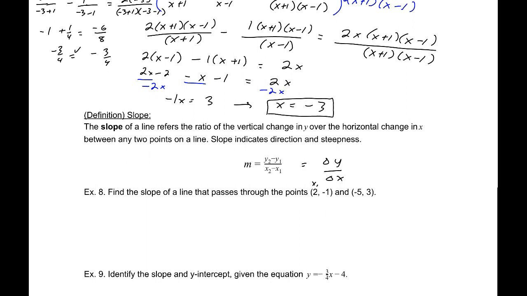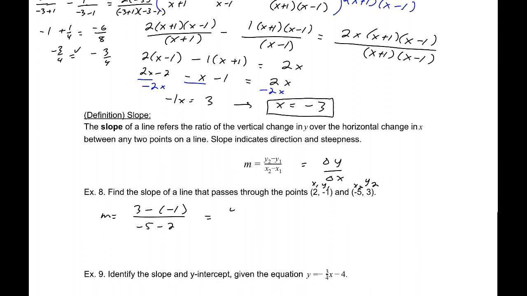I'm going to call these x1 and y1, x2, y2. So if I use that formula, this will be y2 minus y1, so that would be 3 minus negative 1, divided by negative 5 minus 2.